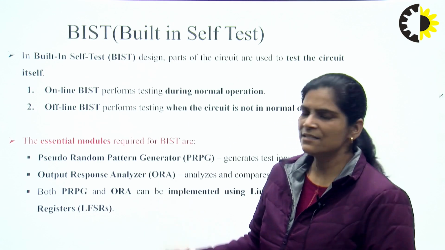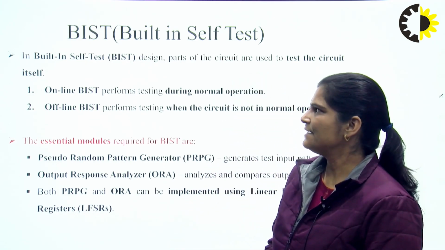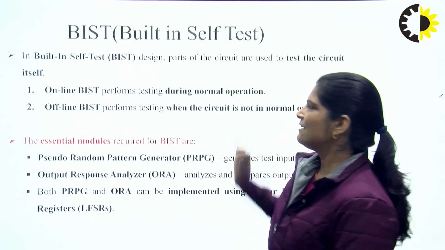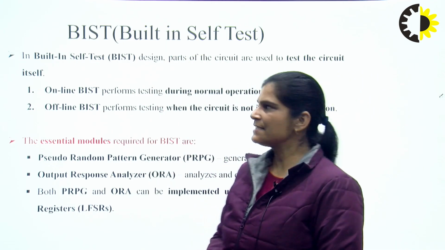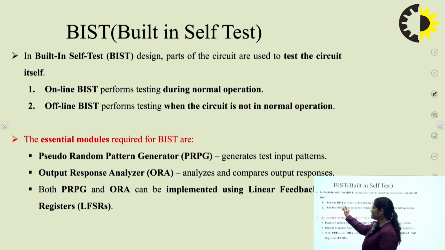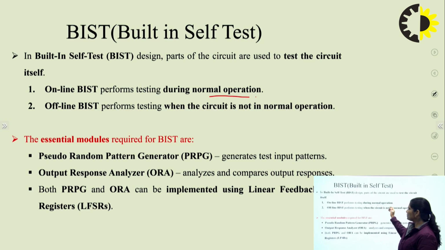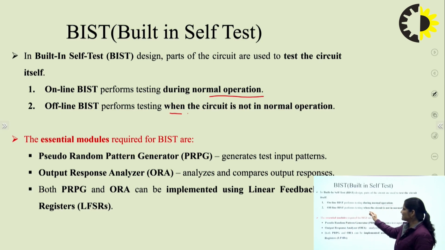So, next, we will discuss this technique, BIST. It stands for built-in self-test. In this built-in self-test design, parts of the circuit are used to test the circuit itself. There are two types of BIST. Online BIST performs testing during normal operation. The second type is offline BIST, which performs testing when the circuit is not in normal operation.